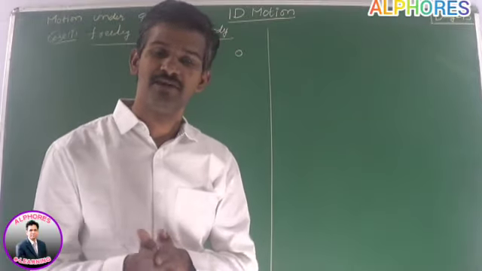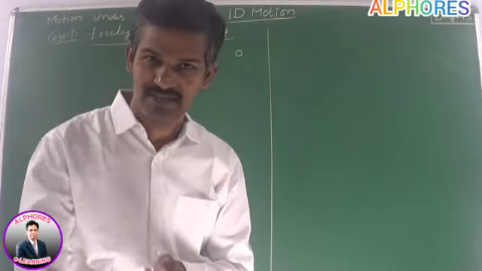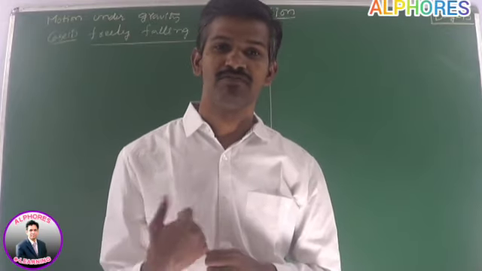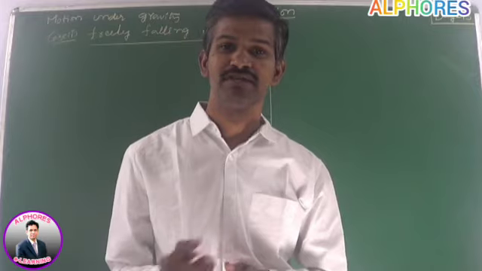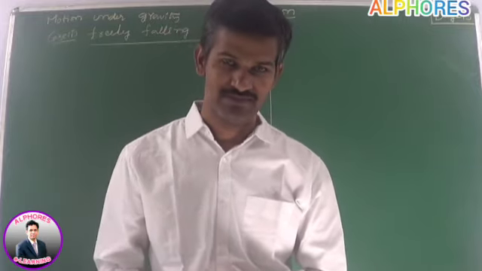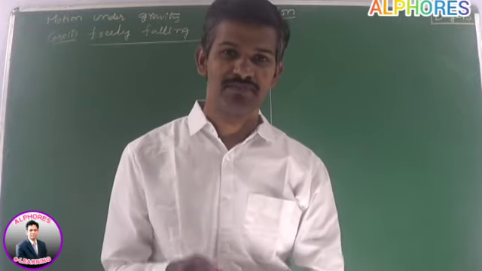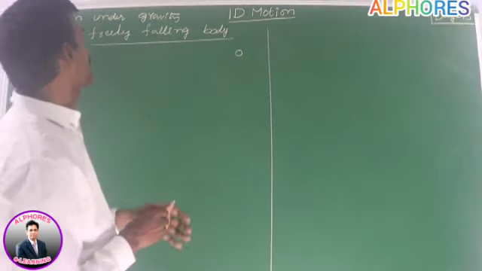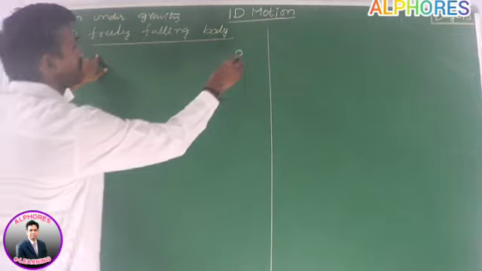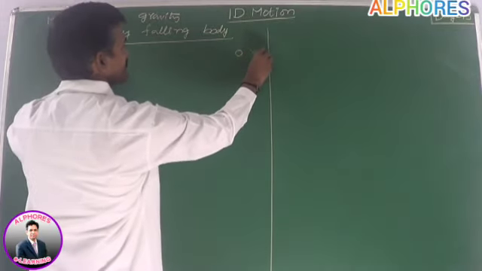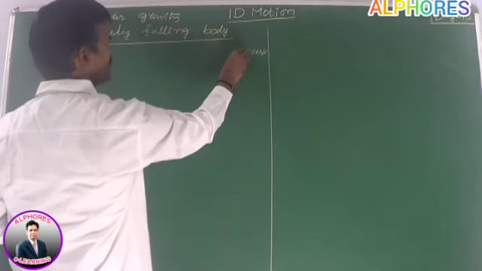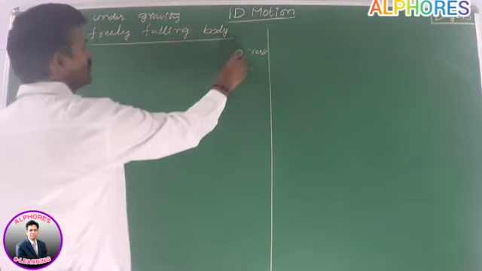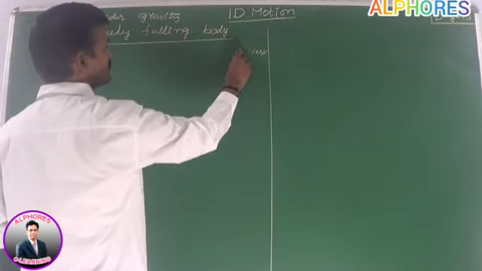First case is freely falling body, second case body projected vertically downwards, third case body projected vertically upwards, and fourth case body projected vertically upwards from top of tower. These are four cases. At present I am discussing the first case, freely falling body. Freely falling body in the sense body released from rest from some height. Suppose a body is released from some height h. So how to write the equations of motion?